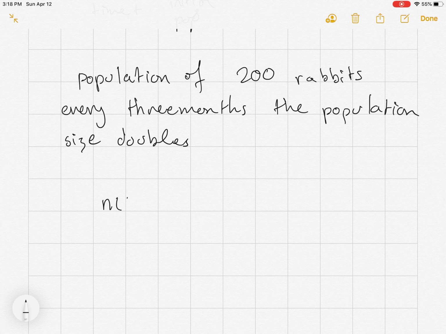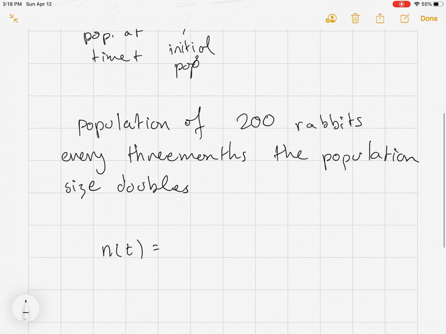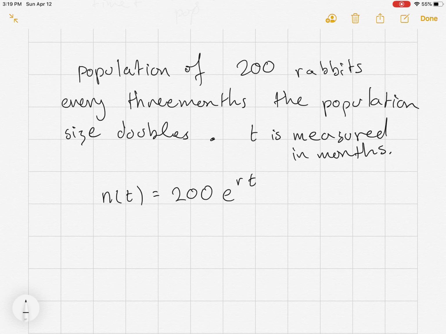So we can write N of t equals our initial population, N naught, which is going to be 200 in this case, times e to the rt. We want to figure out what r is going to make this equation true and actually model the situation we've been talking about. Also, t is measured in months, just so we're all on the same page about the units that we're using.